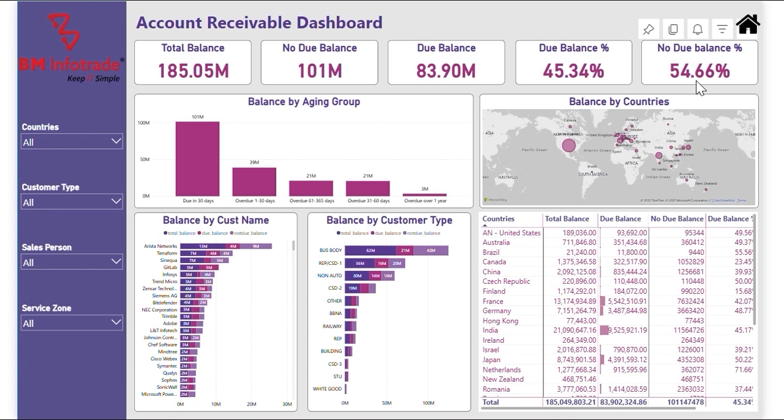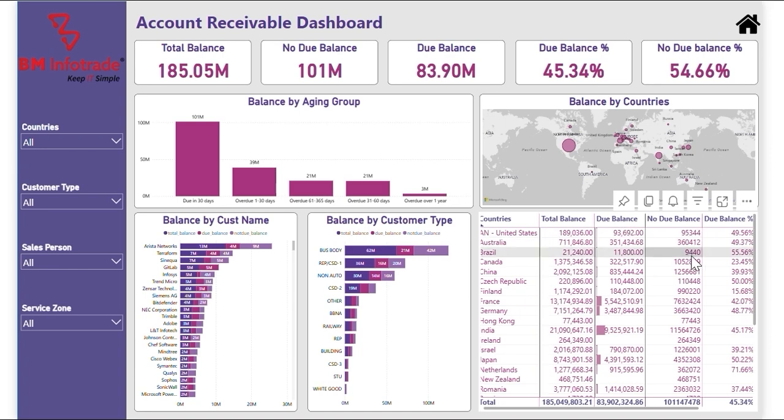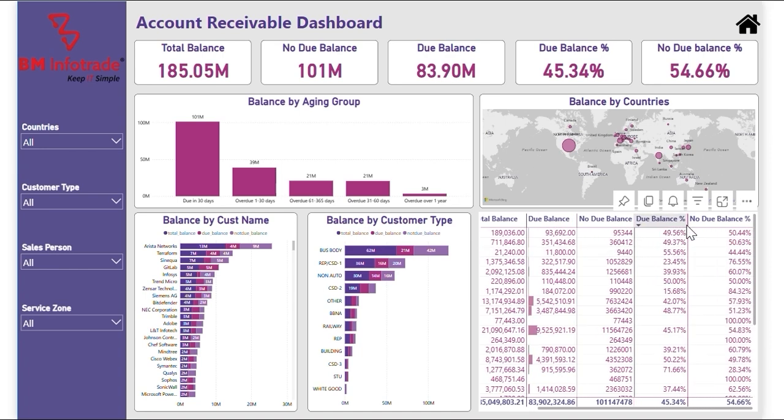It also includes visuals such as a bar chart and a geographical map to show balance by customer type, region, country, and by the aging group. We have also showcased a table of countries, in which we have the total balance, how much of the balance is due, and the percentage of the due balance as well as the percentage of the no due balance.